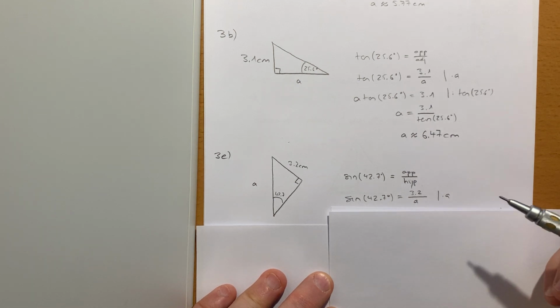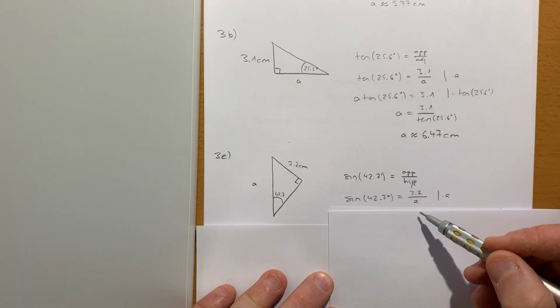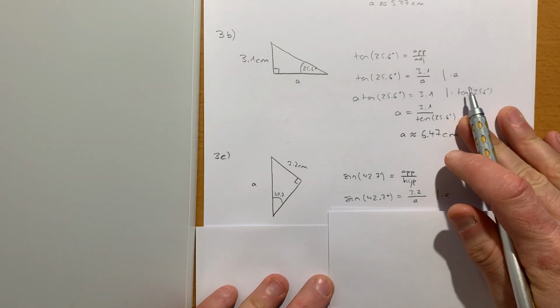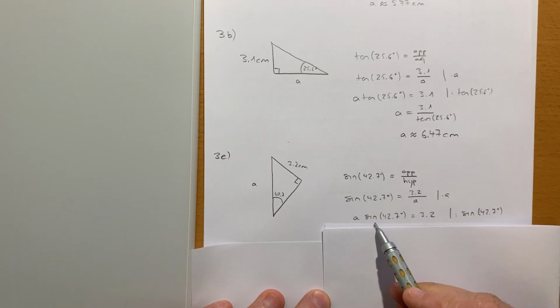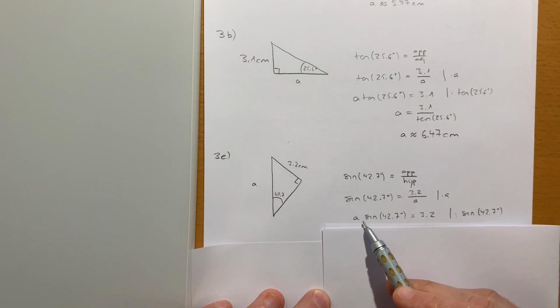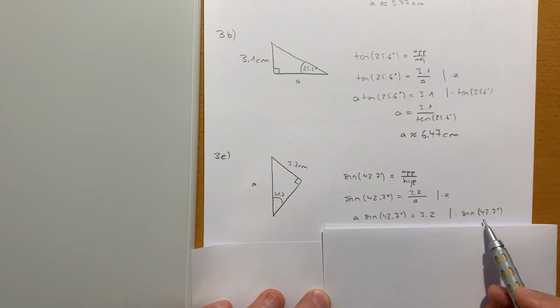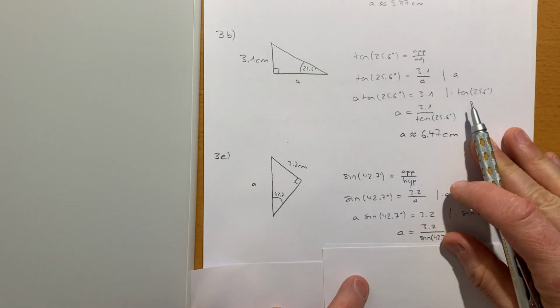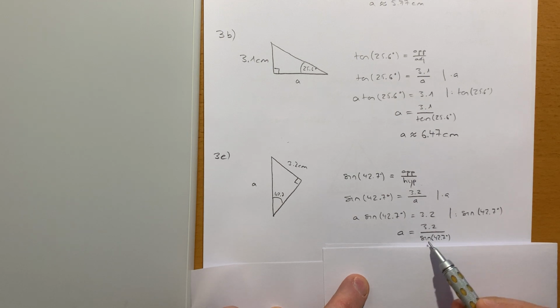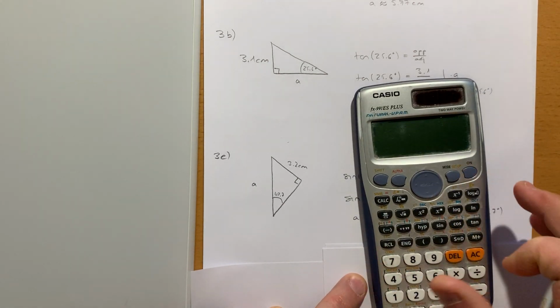Again, A is in the denominator. Well, it's not too difficult, as we've just seen. We just multiply by A, and we get this. Now, in order to work out A, you divide by sine of 42.7 degrees, and this is what we get. 3.2 divided by sine of 42.7, and for one last time, let's just type this in.